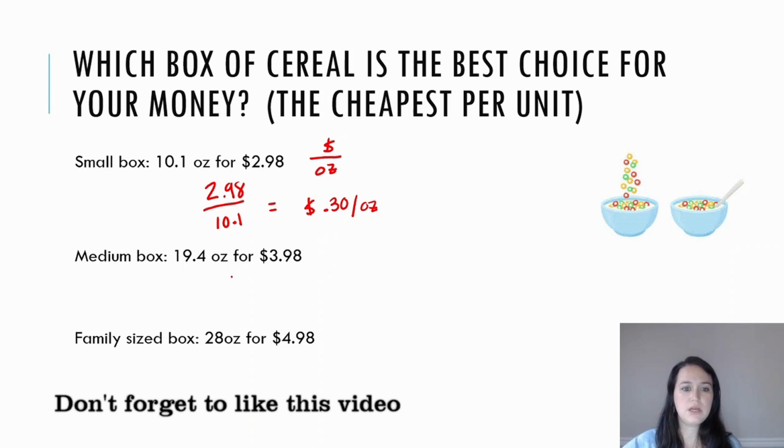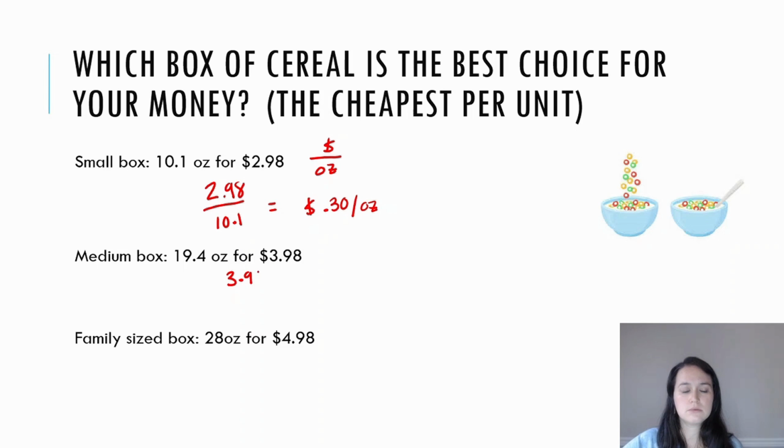Now, same thing for the medium box. So $1 more, $3.98, gets me almost double the amount of cereal. So let's find out what that cost per unit is.